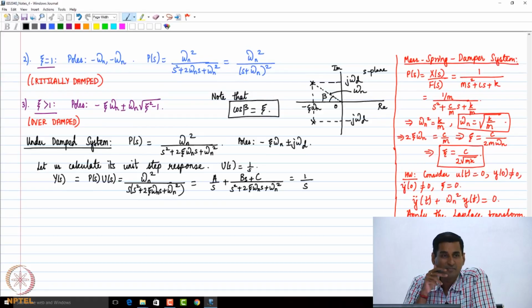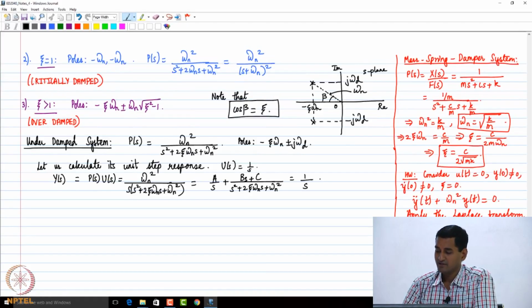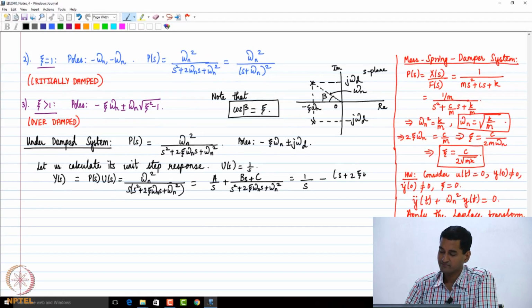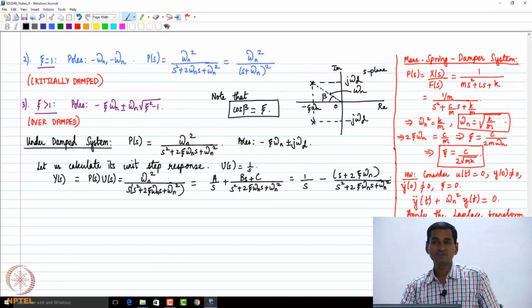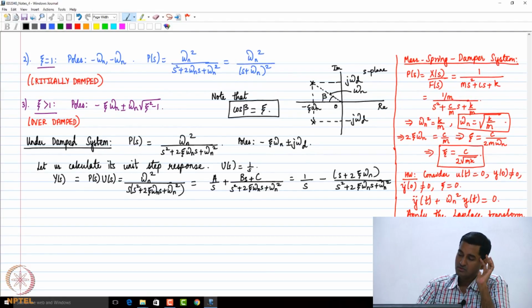By now we should be familiar with partial fraction expansion, right? So I will give you the answer. You please do it as homework. So this is the partial fraction expansion. You can double check it by taking the LCM. You will see that you will be left with omega n squared in the numerator. So this will be 1 by s minus.